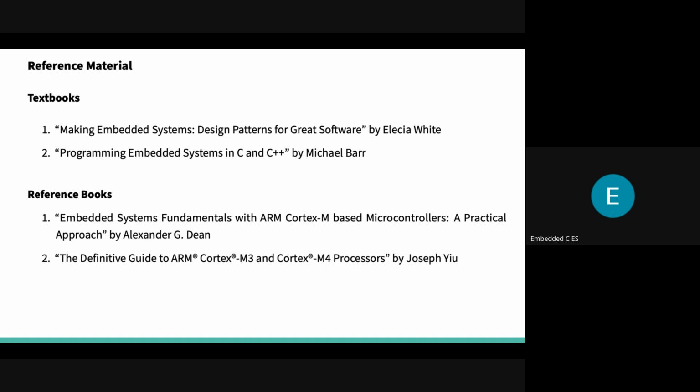So mostly these are the approximate overview, the approximate content for embedded C programming. Maybe a little bit up and down may happen. Okay, so any doubts in the syllabus? You can ask. Any doubt?